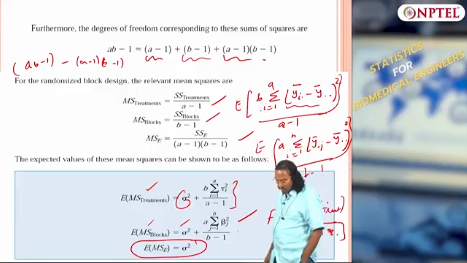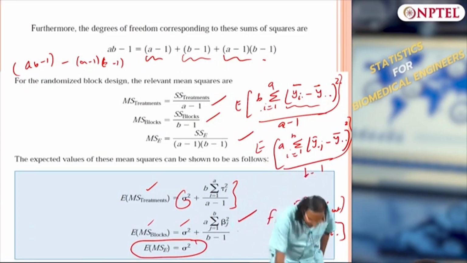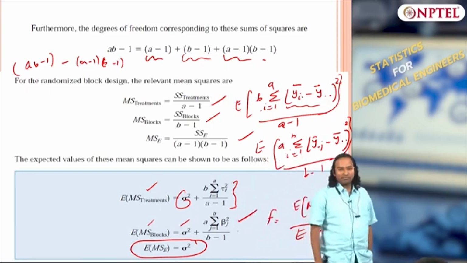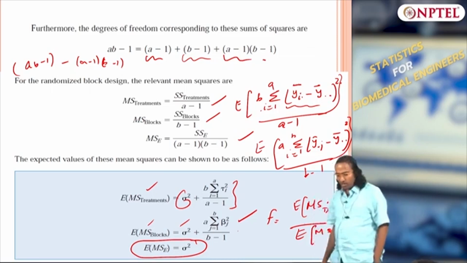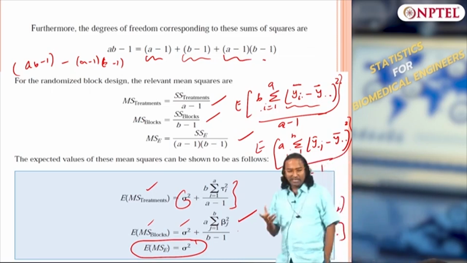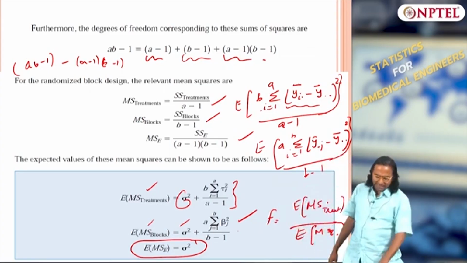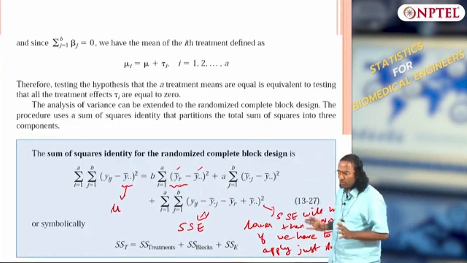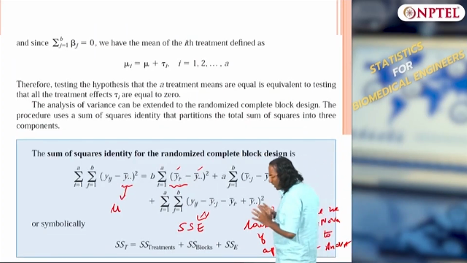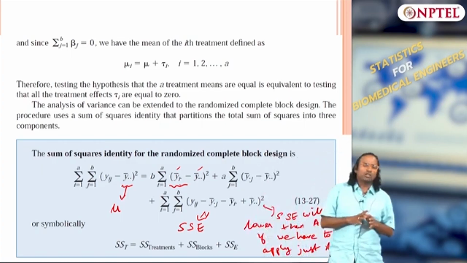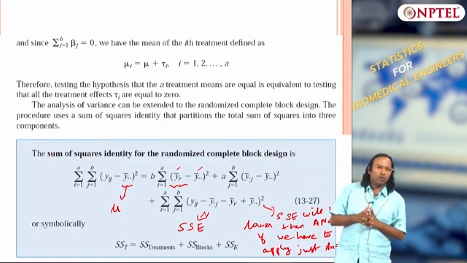So in the last class we were talking about RCBD, which is your randomized complete block design, right. So we talked about what the hypothesis is and what the expected mean squares are. It is the same as what we did for your ANOVA, except that you have a blocking factor or a nuisance factor which influences your output that you want to block.